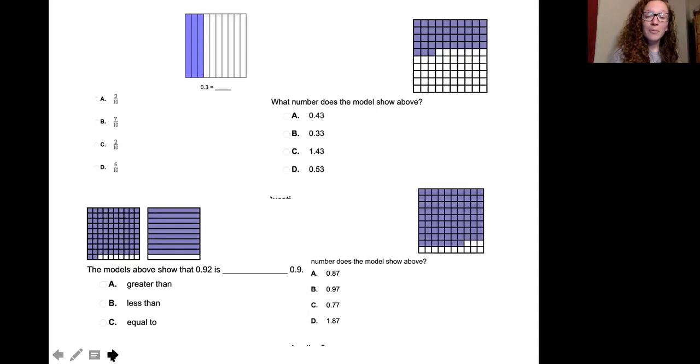Great job. Remember, if that's confusing or if you're not sure that you have that on lock, go back to our YouTube channel and watch any Khan Academy videos on decimal models. You can also feel free to send me a text and I am happy to give you some more practice, but Khan Academy is going to be a great video to watch for that.